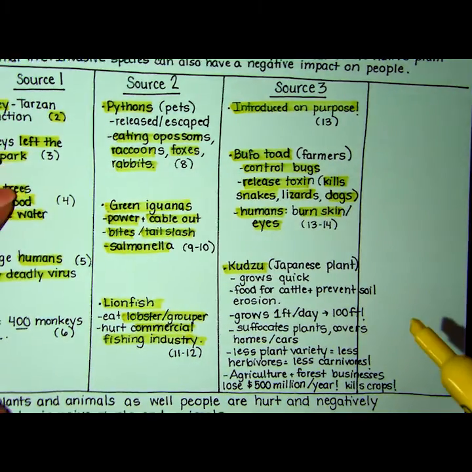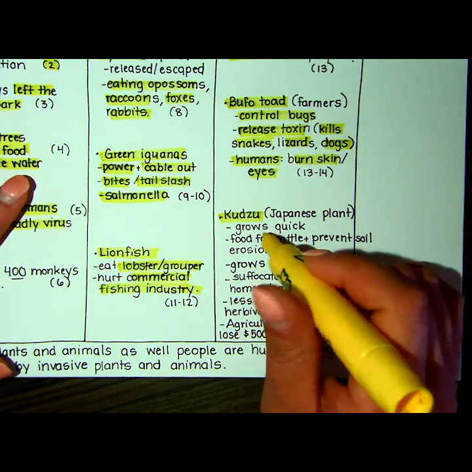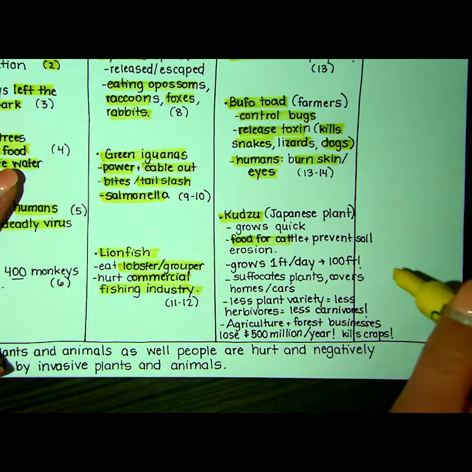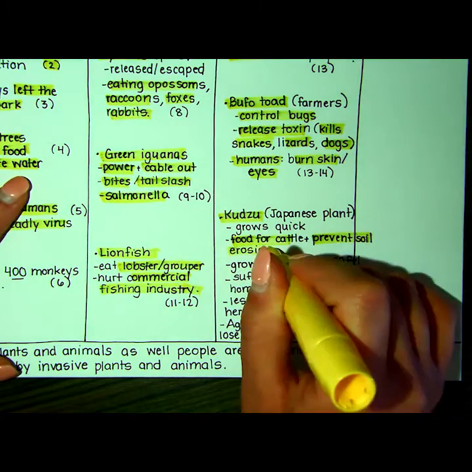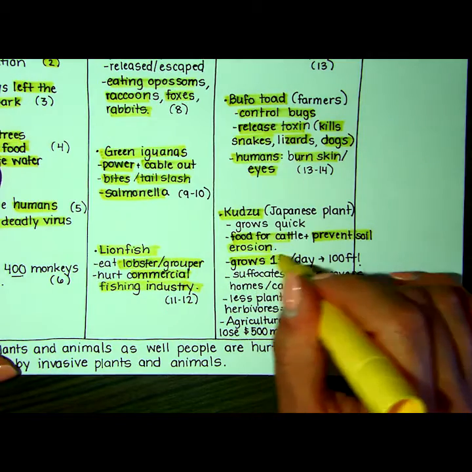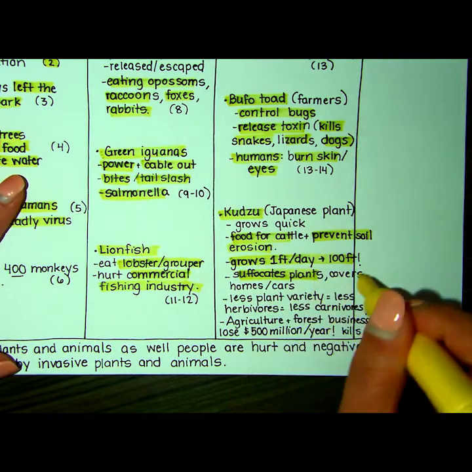Now, the plant kudzu, that came from Japan. We learned that people liked that because it grows quickly. They thought, oh, that can be good food for cattle. It can also prevent soil erosion. However, what they quickly learned is that it's growing at such a rapid rate, it's starting to take over. What's happening? It's suffocating plants, it's covering homes and cars.